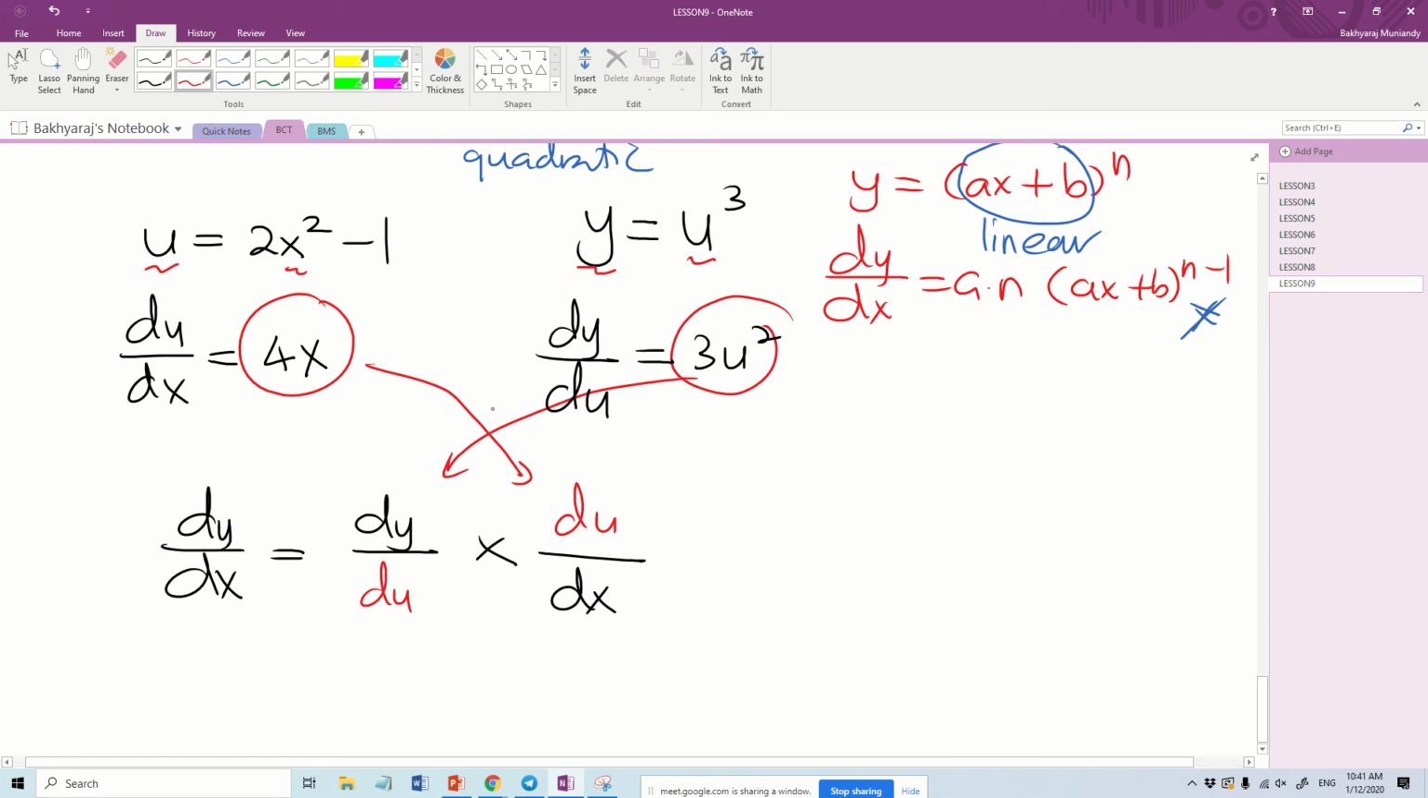Okay, if we look here, you can see dy/du you already have the answer. So you get 3u square. du/dx you get 4x. So you just times the answer, just put it into the formula. So you get 3u square times 4x.